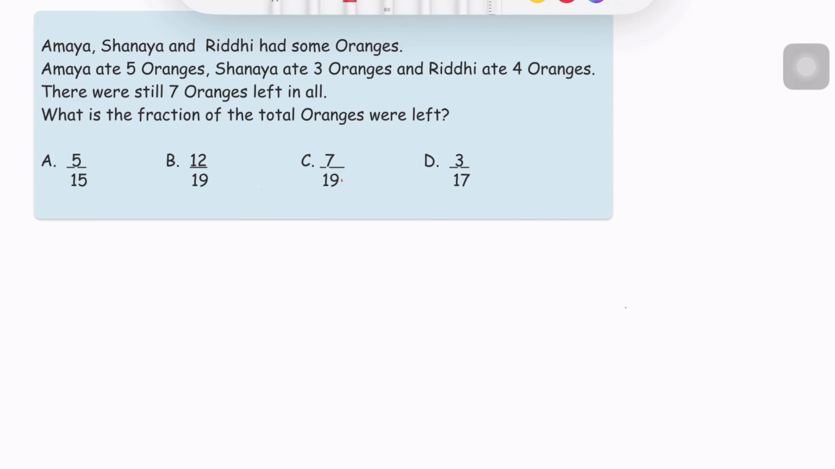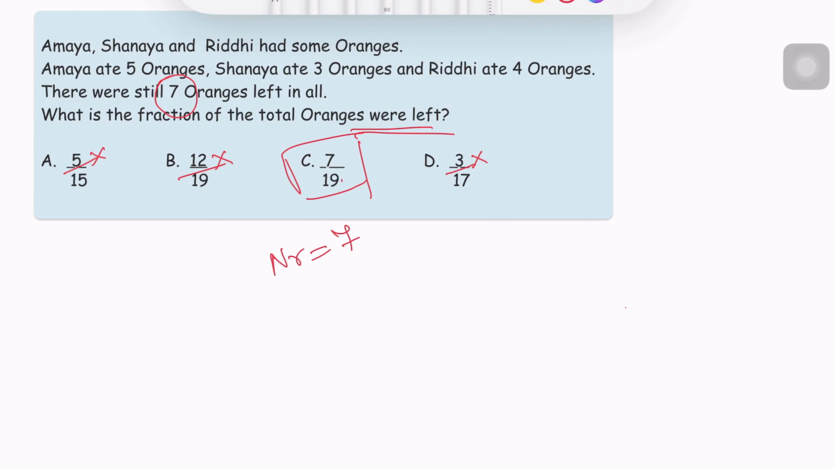So it is saying that there were 7 oranges left in all, and it is asking what is the fraction of left oranges. So whatever be the situation, in the numerator it will always be 7, right? Hence we can't have option number D because the numerator is 3 here. We can't have option number 12 because the numerator is 12 here. We can't have option number A because the numerator is 5 here, and we are left with one option. Now to test whether we have applied the method of elimination correctly, let's solve this question.